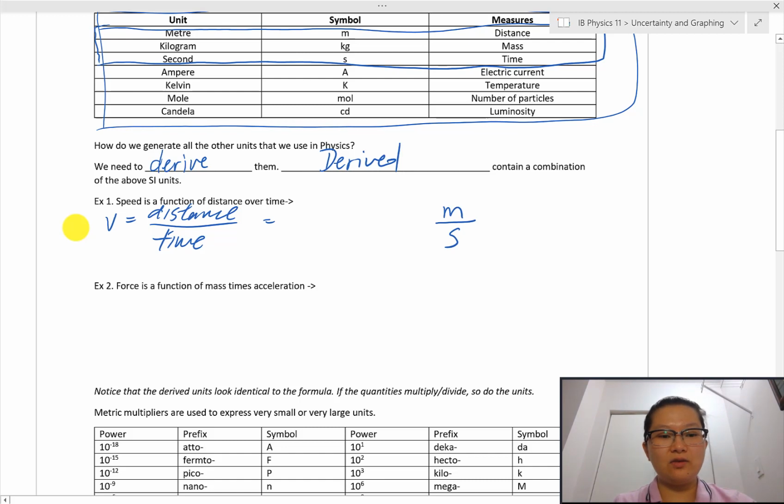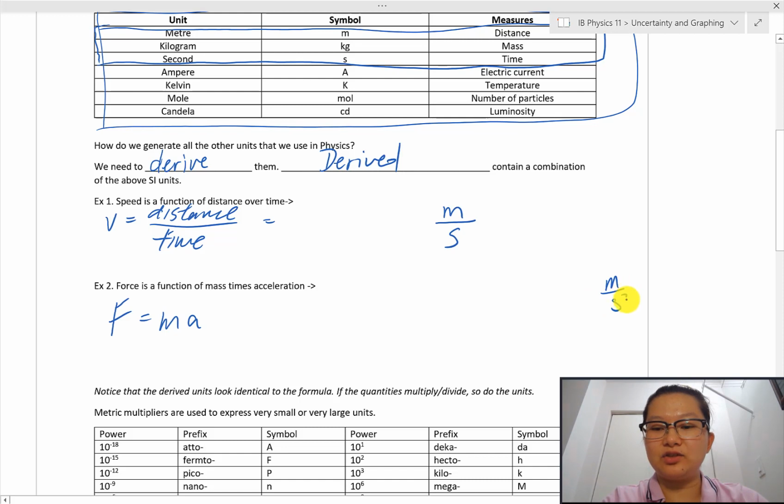Let's use another one. Oh, goodness. I don't think you're going to know this one, but force is a function of mass times acceleration. Okay, not expecting you to know this right now, but we just talked about it. Newton's force depends on mass, and it multiplies acceleration. So I'm just going to tell you what acceleration is. The units for acceleration is meters divided by seconds squared. You don't need to know what that means right now, okay?